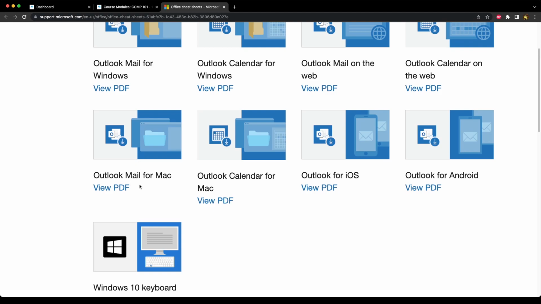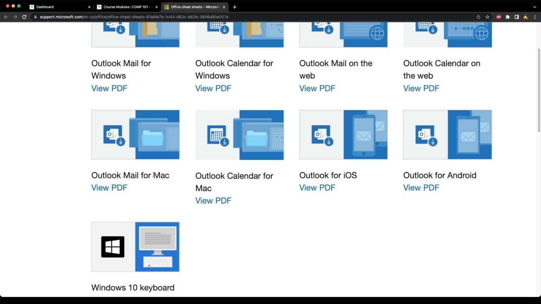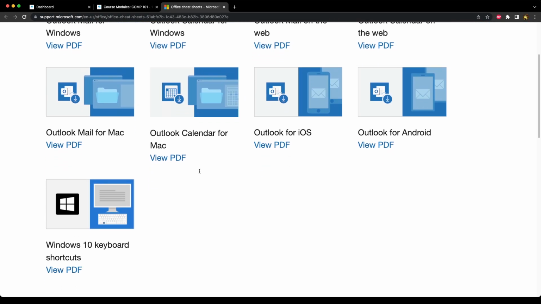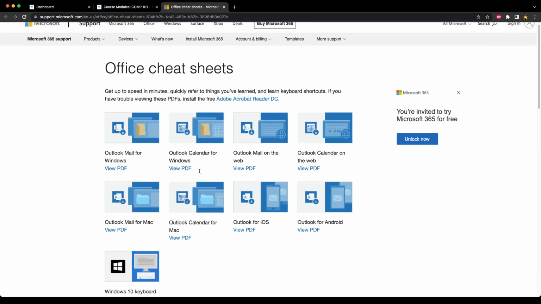Now, if you're going to be using your Mac, which you should be, try to focus on the one that says Outlook for Mac. That's really what we want, right? As you're looking through this, you can also see how you can navigate through most of your applications.